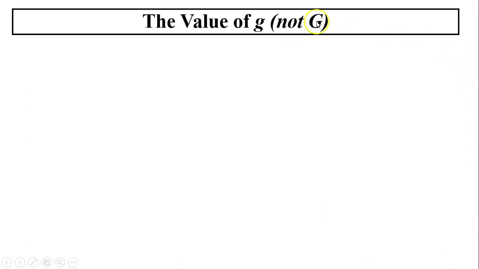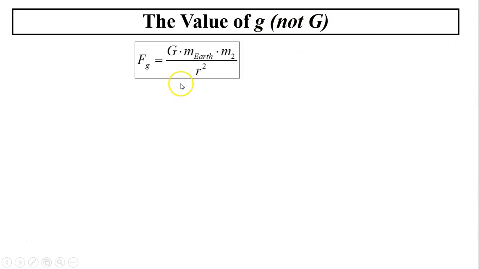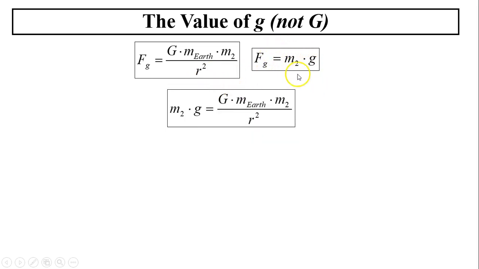The value of g, not big G, those two are different values. We learned in the last lesson that gravity is universal between any two objects. So any object on Earth or near Earth will have this gravitation. Fg equals big G times mass of the Earth times mass of the object divided by the distance between mass 2 and the Earth squared. That's the distance, not radius. We also know Fg equals m2 times g. This is the weight equation. We set the two equal to each other.